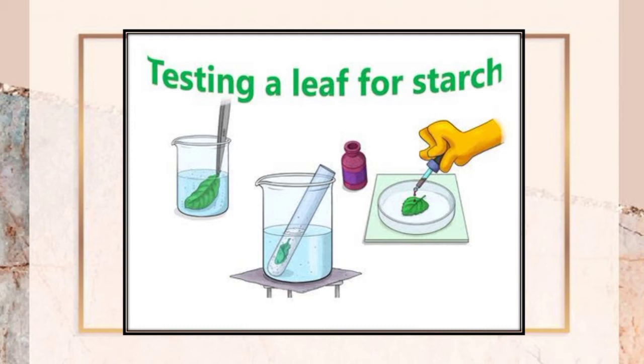Third step, now put a few drops of iodine solution on the leaf. Observation: the color of the leaf does not change. So conclusion: this shows that no starch was formed. Starch turns iodine solution bluish black, and since light was not available to the plant to photosynthesize and produce glucose, it shows that light is needed for photosynthesis.